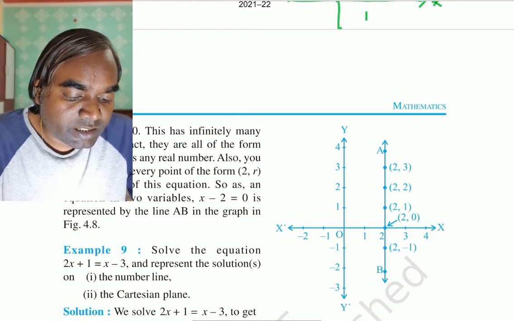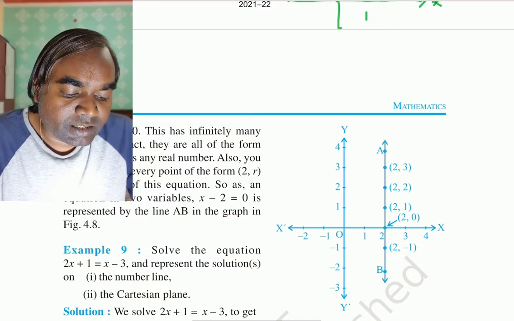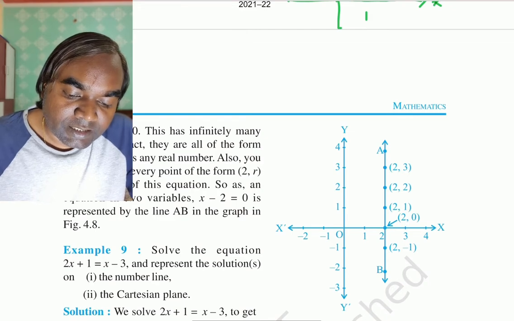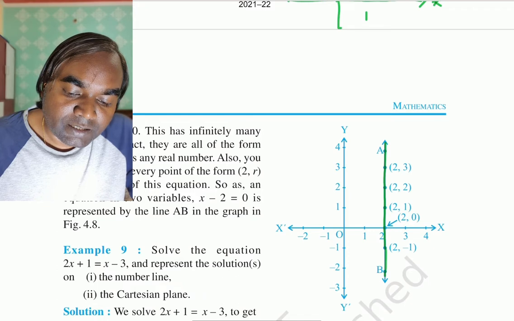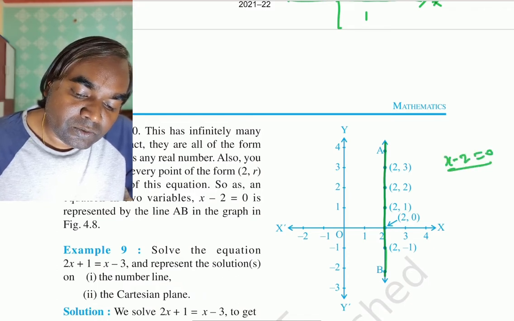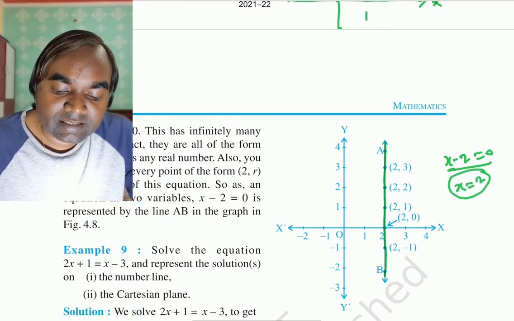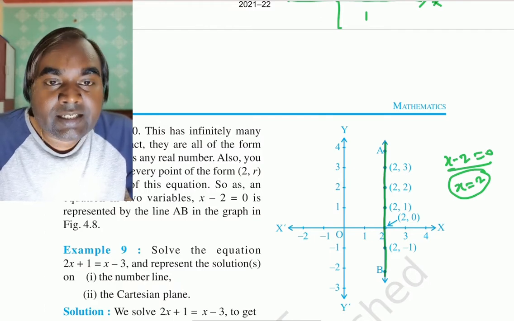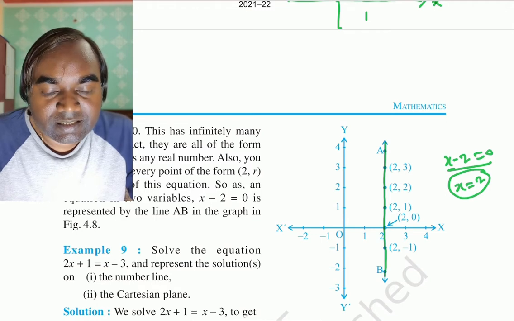So the equation in two variables x minus 2 is equal to 0 is represented by the line AB. Here you are seeing that this line AB is x minus 2 is equal to 0. That means x is equal to 2 is a line which is parallel to the y-axis and is at a distance of 2 from the y-axis.